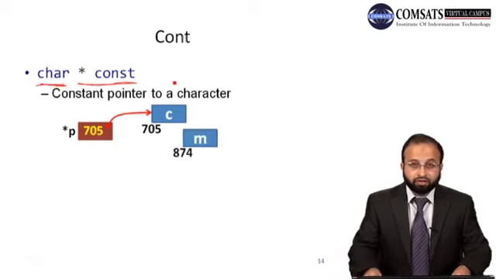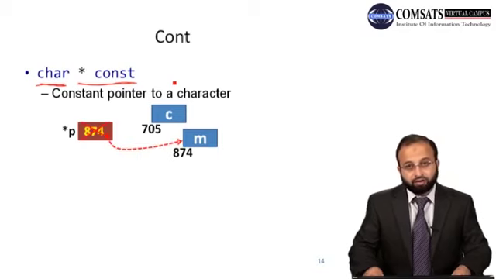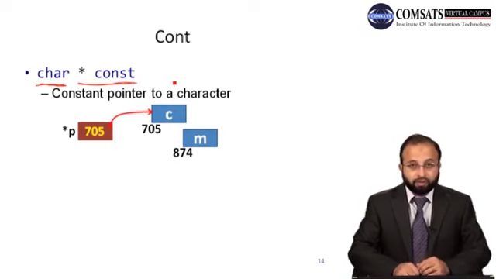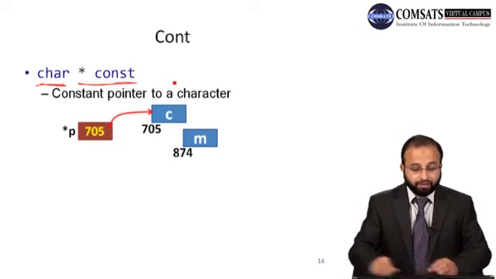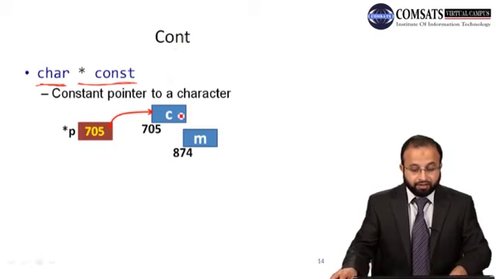Now let's say we have another memory location whose address is 874, and we assign that address to the pointer like this, and we think that this connection is established, but this is not allowable. We cannot change the value of pointer. Once it is assigned, we cannot change that value, right? So this means that this is wrong, and the value of pointer is actually 705, and it is pointing to a memory location where you store a character C. Now in this case, you see the character is not constant, but a pointer is constant, right?